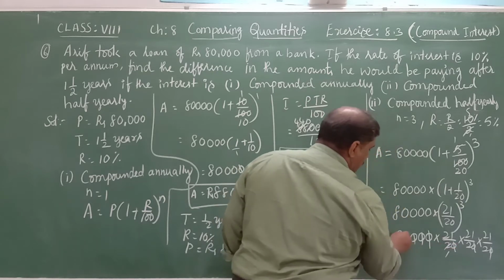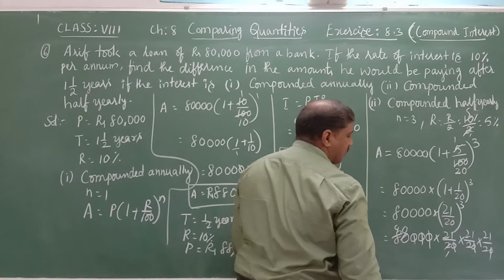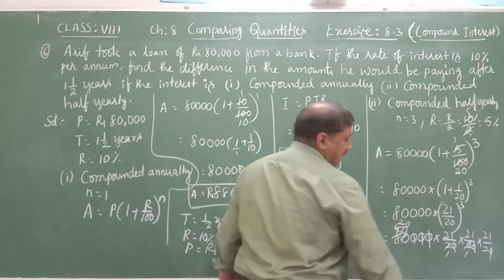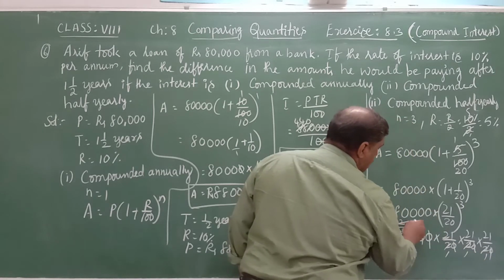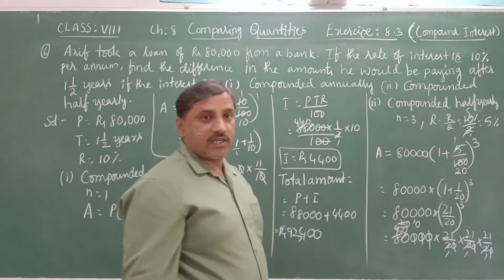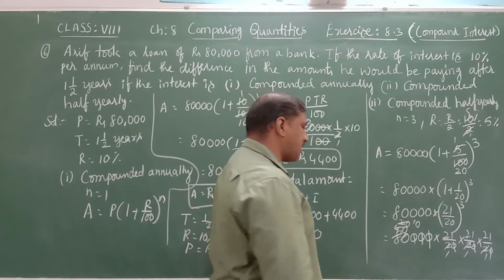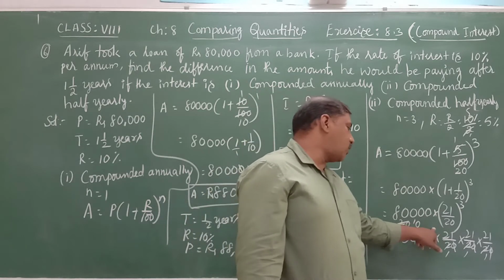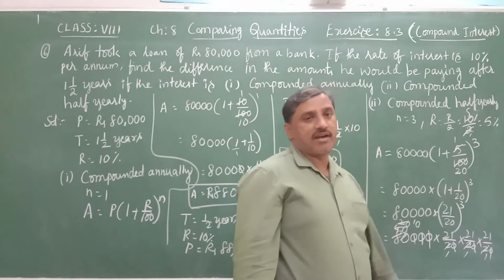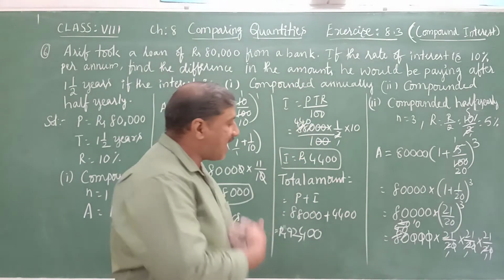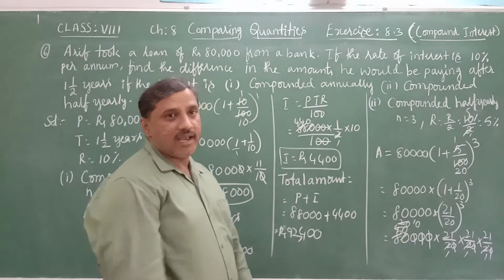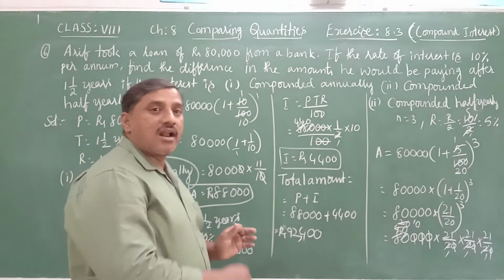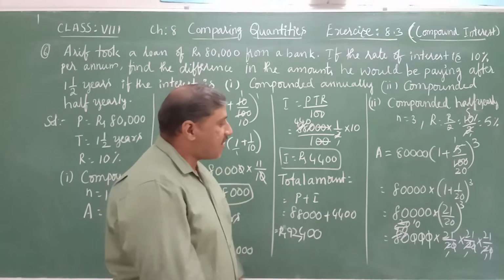2 ones are 2, 2 fours are 8, 2 zeros are 0. Again 2 ones are 2, 2 twos are 4, 2 zeros are 0, 20. Again with 2, 2 ones are 2, 2 ones are 2, 2 zeros are 0, that is 10, 10 twos are 20. Now everything is cancelled in the denominator. The numbers left over here are 10 into 21 into 21 into 21. Multiply all those numerators. We will get the total amount he will pay after 1.5 year if it is calculated half yearly.